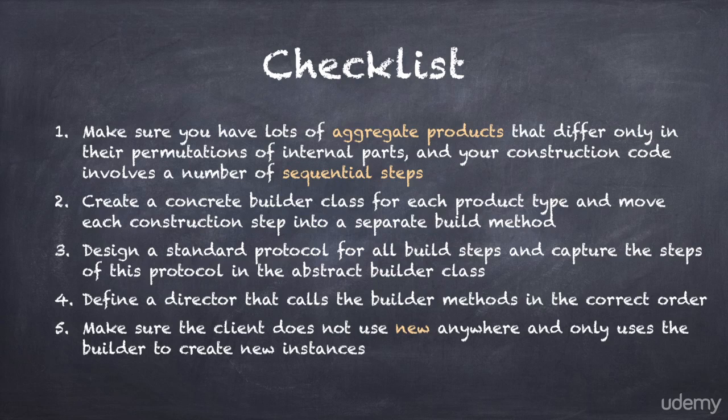Then define a director that calls the builder methods in the correct order. And finally, make sure that the client does not use new anywhere and only uses the builder to create new instances.